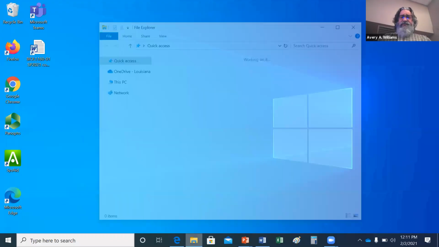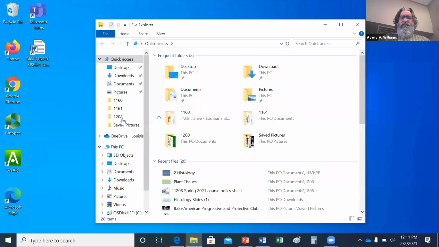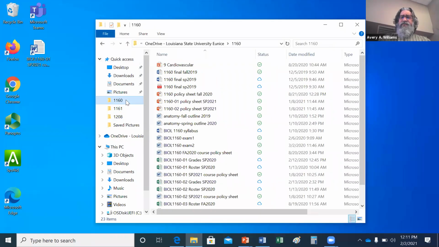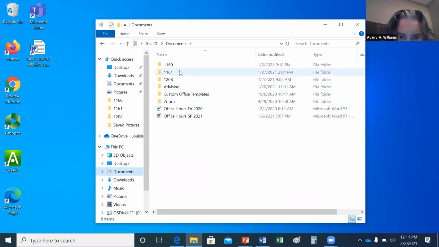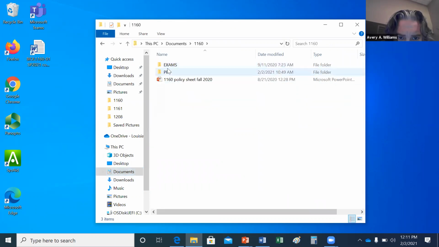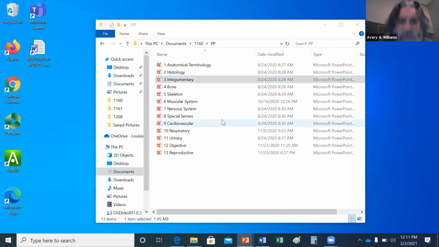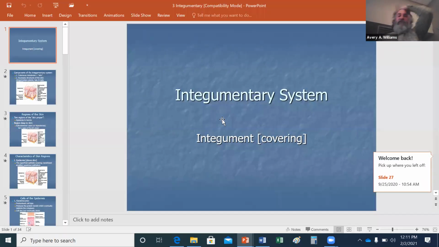Find it first. Your skin, the integumentary system. Let's see. I'm looking in the wrong place. Let's see. There we go. I'm going to open it up.